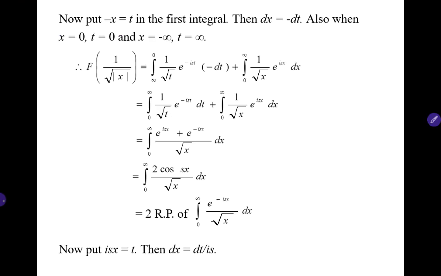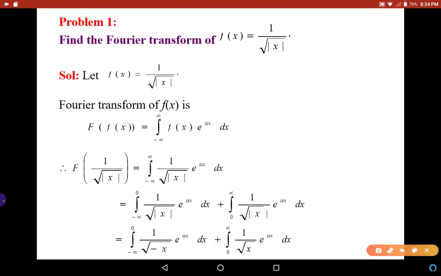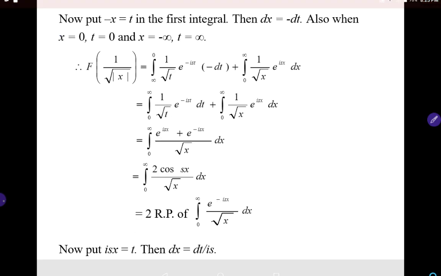Now in the first integral, we have integral of 1 by square root of minus x. In this integral, we put minus x is equal to t. So by substituting minus x is equal to t in the first integral, we get dx is equal to minus dt. And how the limits change: when x is equal to 0, t is 0, and when x is equal to minus infinity, t becomes infinity.